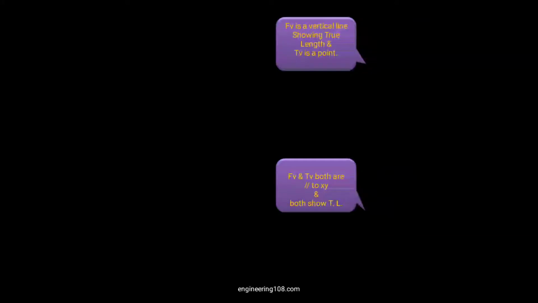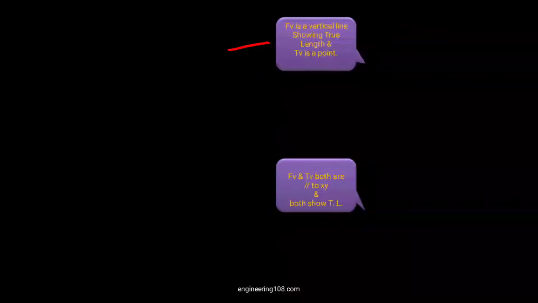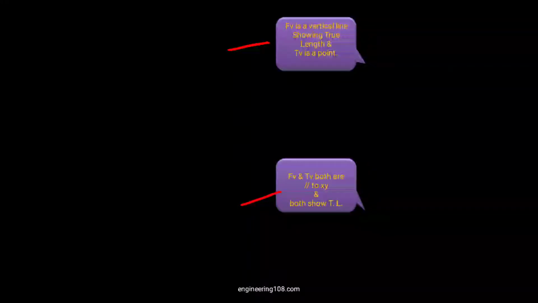Here the front view is a vertical line showing the true length, and the top view is a point. Here, the front view and top view are both parallel to XY and both show true length.